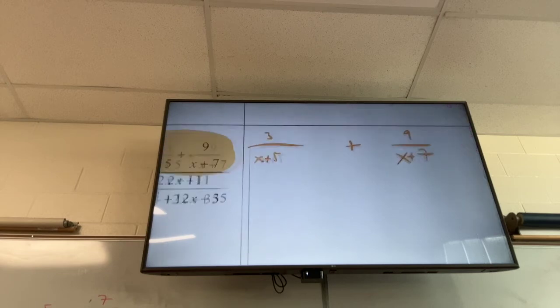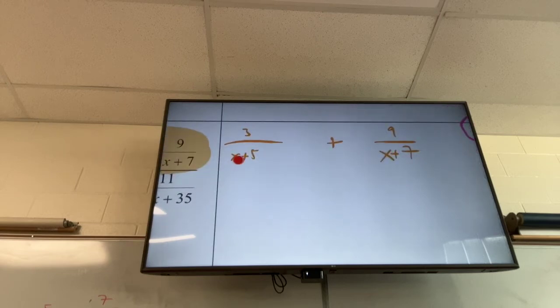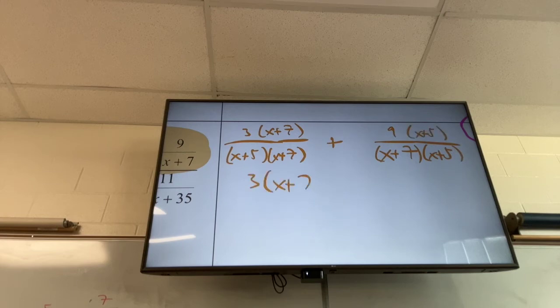Okay, so what's the left denominator missing that we have on the right? Yeah, so we're going to multiply the top and bottom by that x plus 7. My right is missing x plus 5, okay, hopefully. Okay, let's add them together then. We add across the top, just like with regular fractions.